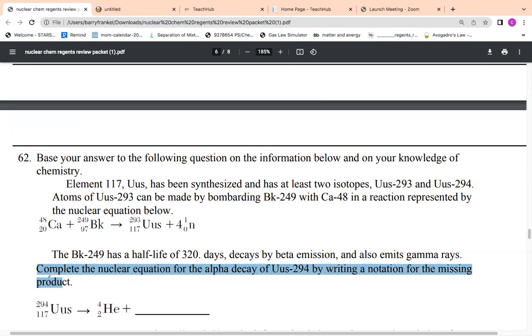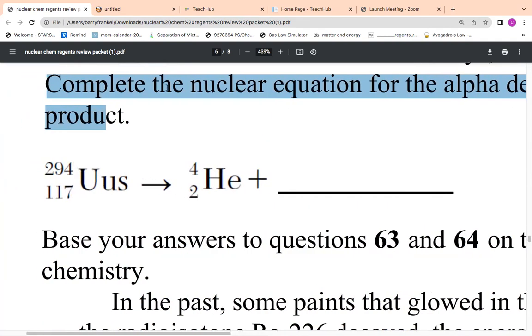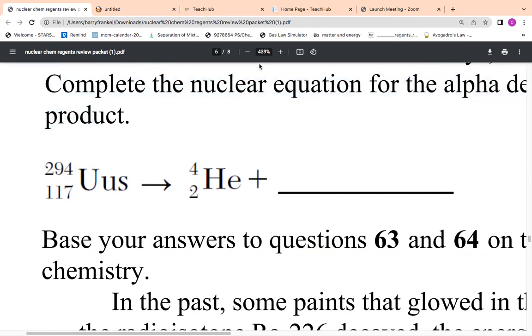Now, they want us to complete this alpha decay for UUS 294. And again, this is like any other equation, like in math, okay? Both sides of the equation have to be equal. Our equal sign in chemistry is basically this arrow, okay? So both of these sides have to be equal. Now on the bottom, right here, this is our atomic number. They have to summate to each other on each side. So the total atomic number on the reactant side is 117. Also needs to be 117 on the product side. Right now it's only 2. So what do we got to add to 2 to get to 117? That's 115.